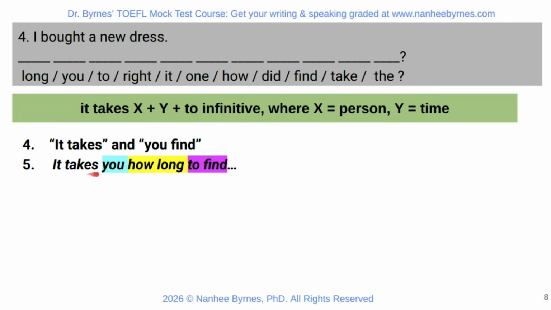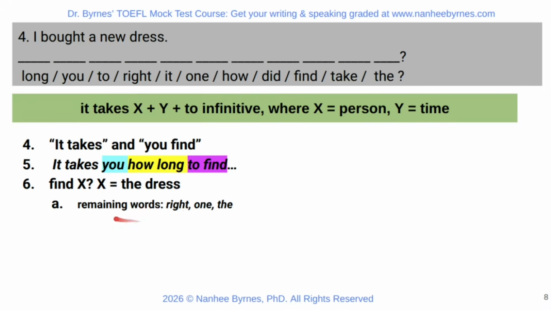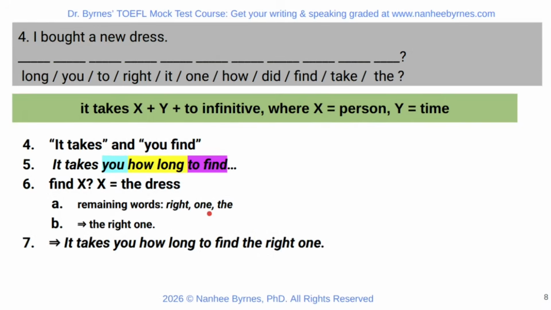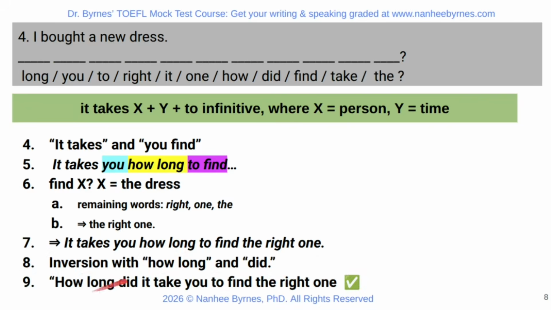It takes you how long to find? Find what? It should be the dress. The remaining words are right, one, and the. So the correct phrase is the right one. So we get, it takes you how long to find the right one? As we did at the beginning, this is a what word question, so how long moves to the front with inversion using did. Therefore, we have, how long did it take you to find the right one?